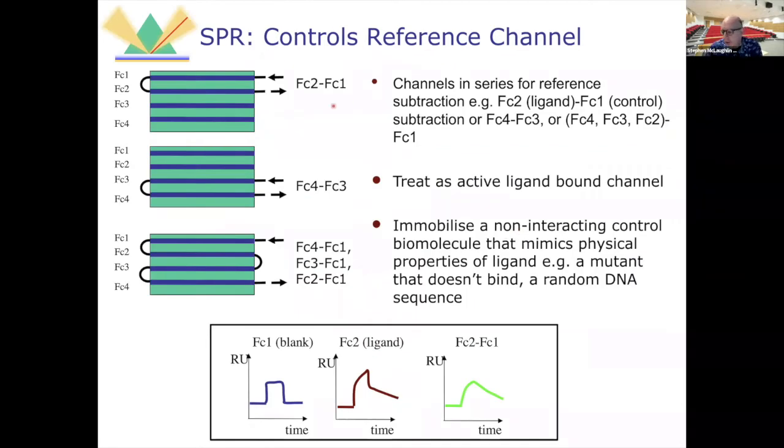Well, in terms of controls, with the SPR, you've got four different flow channels, and you can run these in series, either 1 and 2, or 3 and 4, or completely in series, 1, 2, 3, and 4. So we can make the first channel, either channel 1 or channel 3, a reference channel, and treat it as the ligand addressed channel. A good reference might be a biomolecule that mimics properties of the ligand, say a mutant that didn't bind, or a bit of random DNA. The reason we do that is we want to take away any bulk refractive index change or any slight non-specific interaction from the signal of the ligand address channel, to actually get what the real signal is.